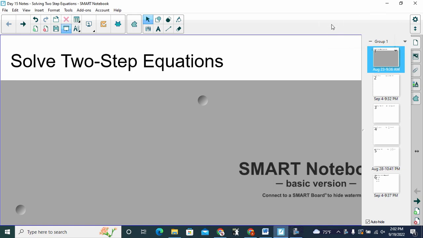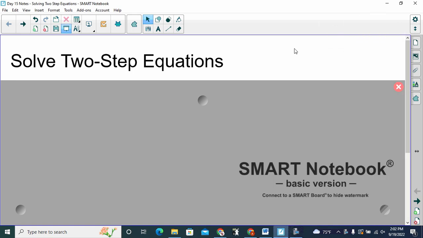Today's lesson is on solving two-step equations. We previously solved one-step equations. We are now moving into two-step equations. So the fact that it's two-step equations, there are going to be two things that need to be undone.